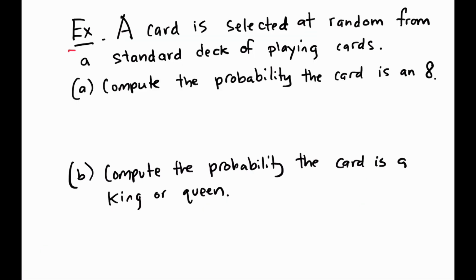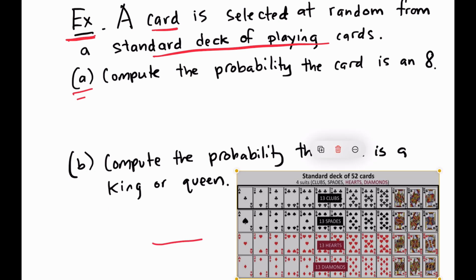So let's do another type of example. This time we're going to deal with cards. So a card is selected at random from a standard deck of playing cards. Part A is compute the probability the card that's drawn is an 8. So I just want to bring your attention and remind you the standard deck of playing cards has 52 cards and they are in 4 suits. And we have 4 kings, and we have 4 queens, and we have 4 jacks, and here are the 4 suits.